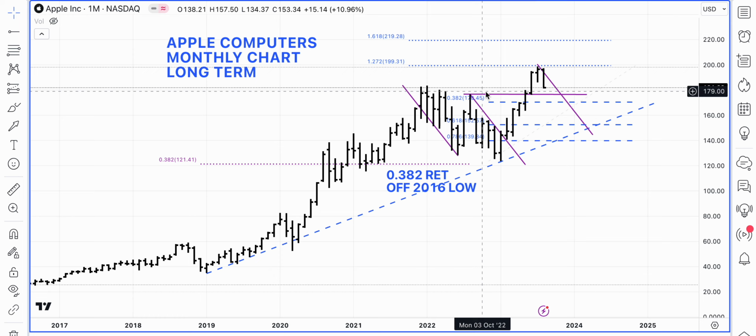We will then move over to the weekly chart. We'll do the same. We'll look at the key price levels, key pattern formations, and what those patterns are actually telling us. We'll try to decipher that. And finally, we'll move over to the daily chart as well, and we'll do the same.